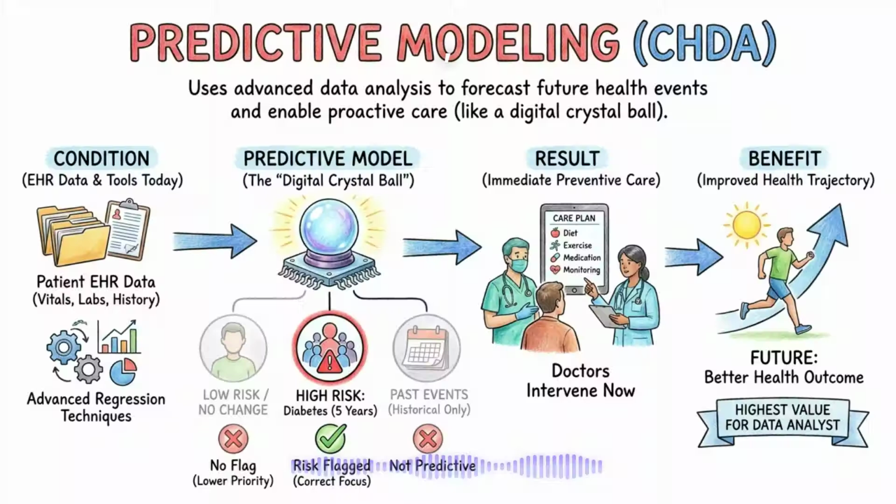By combining these advanced regression techniques, hospitals build complex predictive models that act like a digital crystal ball. A well-designed predictive model can look at a patient's electronic health record today and accurately flag them as being at high risk for developing diabetes 5 years from now. This allows doctors to intervene immediately with preventive care, completely changing the patient's future health trajectory for the better. Predictive modeling represents the highest value a data analyst can possibly bring to a modern healthcare organization.